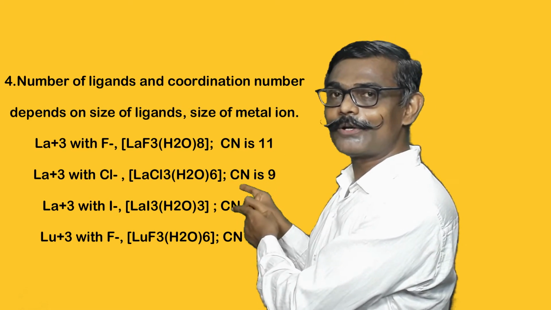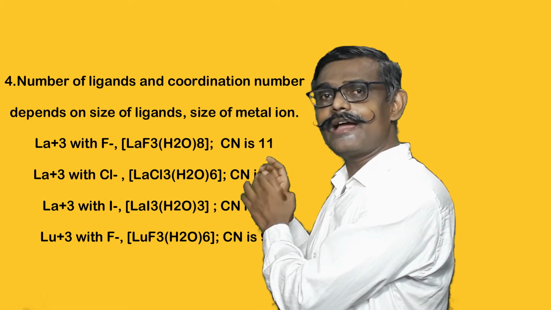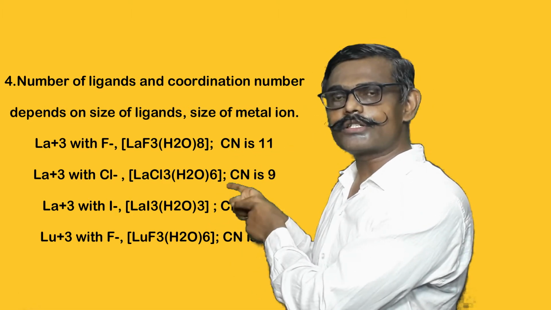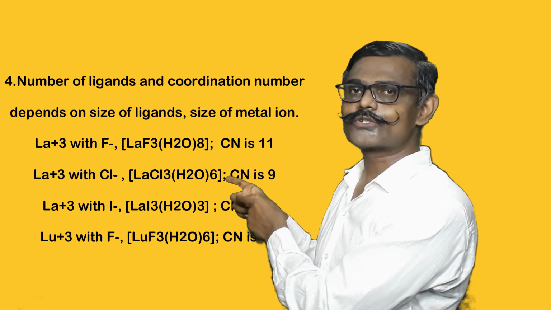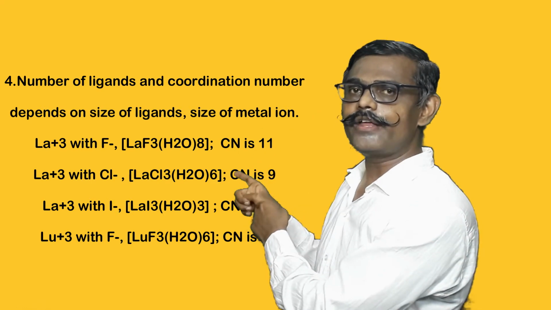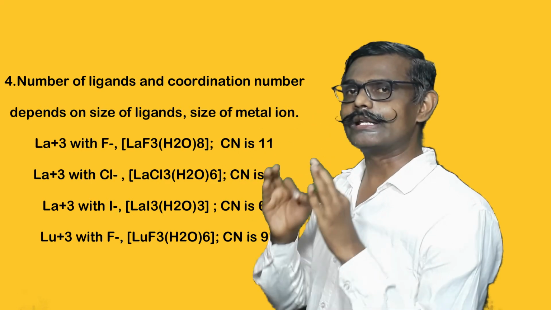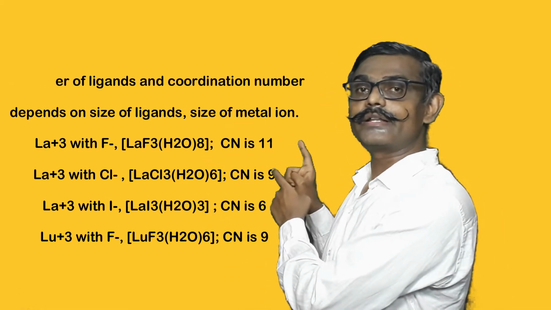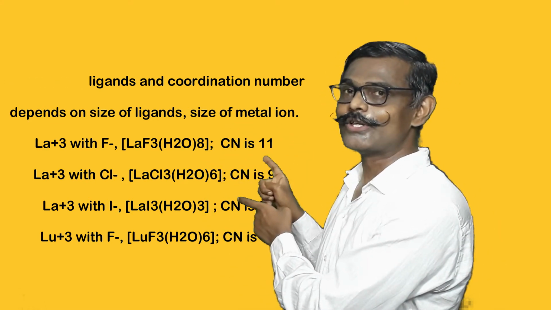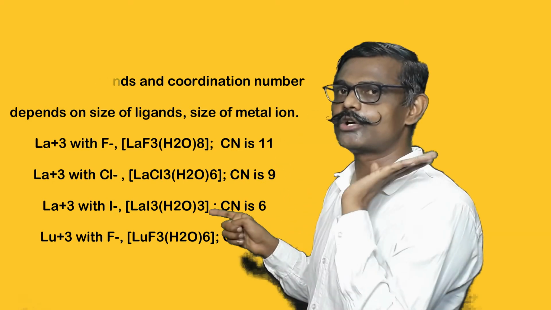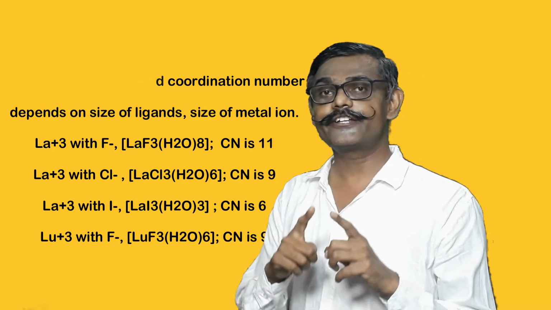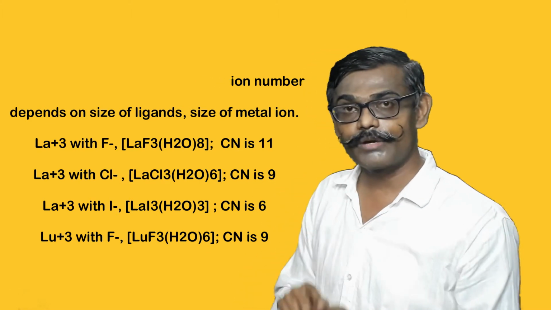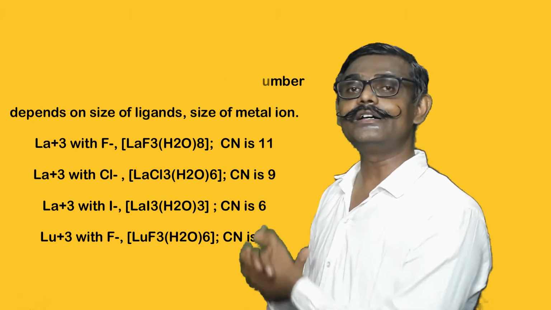So what is the formula for the complex? LaI3(H2O)3. So 3 oxygens from the water constitute 3 bonds and 3 iodides constitute 3 bonds, total 6 bonds, total 6 coordination. So the coordination number is 6 for the iodo complex. So from these 3 examples, it is now sure that the size of the ligands affects the coordination number, or the coordination number depends upon the size of the ligands.